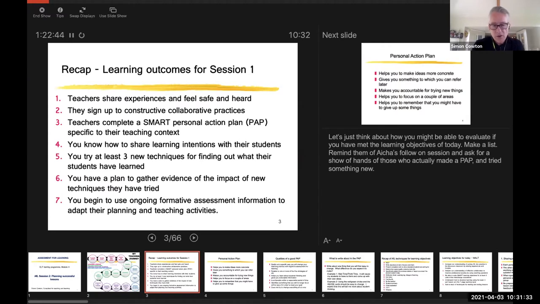I wanted you to construct a smart action plan. Some of you did. I wanted to see that, however, and a lot of people didn't share that with me, so I cannot judge the quality. This is the first session. I wanted you to try three new techniques for finding out what your students had learned. I wanted you to be systematic about this, and to record what happened and to come back and talk about it. And I wanted you to get into the habit of gathering evidence of impact using one of the impact measuring processes, which I gave you loads of ideas for. And then I wanted you to start using formative assessment in your planning and teaching. Now then, let's see how far we've got.